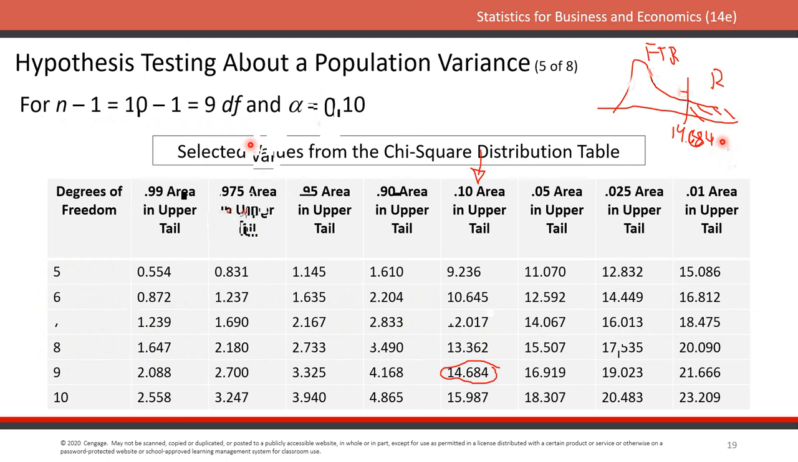14.684. Because my chi-squared value is smaller than the cutoff, I fail to reject the null, and that is to say there's not evidence to conclude that the variance is larger than 0.5. I don't have enough evidence to make that conclusion. Or in other words, it doesn't appear that there's enough evidence to conclude that there's a problem at the 90% confidence level.